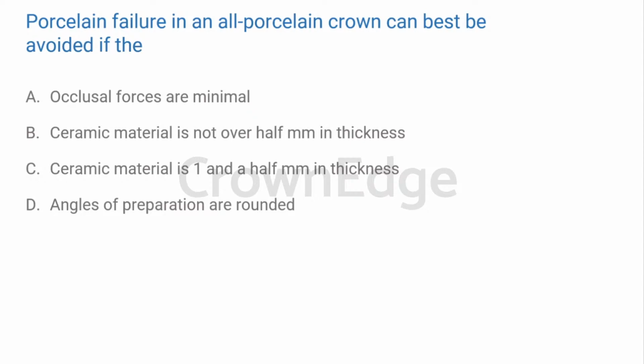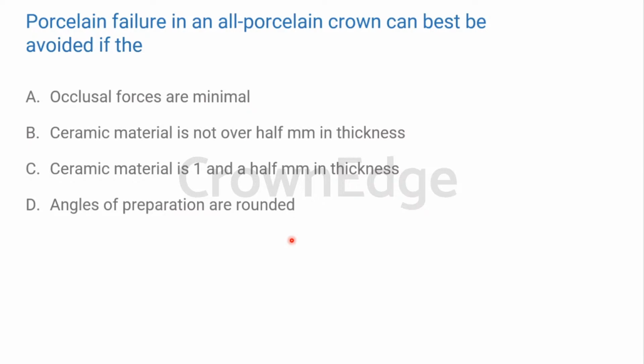we have to understand why a porcelain failure is actually occurring in such crowns. Ideally, it could be because the material is not thick enough, or because too many forces are acting upon a particular area, or because the preparation itself is at fault. So whether it's about force, thickness, or the preparation, how do we actually decide the type of failure?